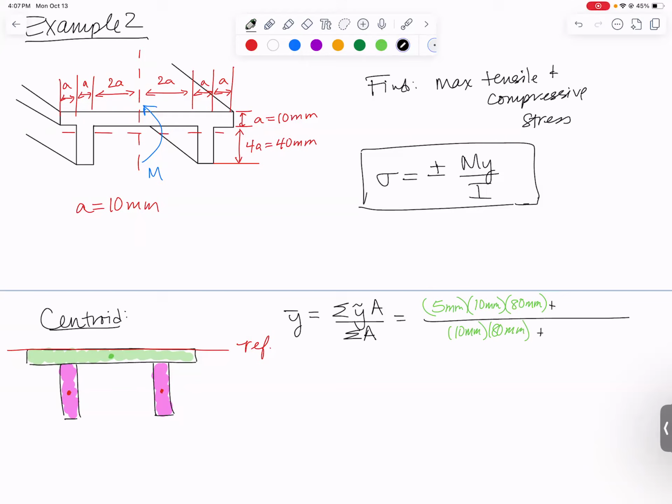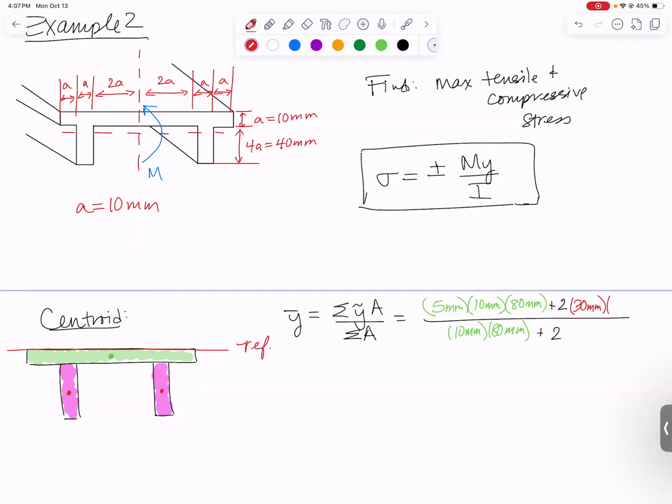Next, let's add to it. We've got two of these pink ones, so we'll just put a 2 out in front. And let's figure out where their centroids are going to be. Pink rectangles are 40 millimeters tall, so their middle will be 20 millimeters from the bottom or 20 millimeters from the top of the pink rectangle. But I need to measure it all the way up to my reference axis. So I got to go up 20 millimeters plus 10 more. So my y tilde is 30 millimeters. That number is the hard number to get.